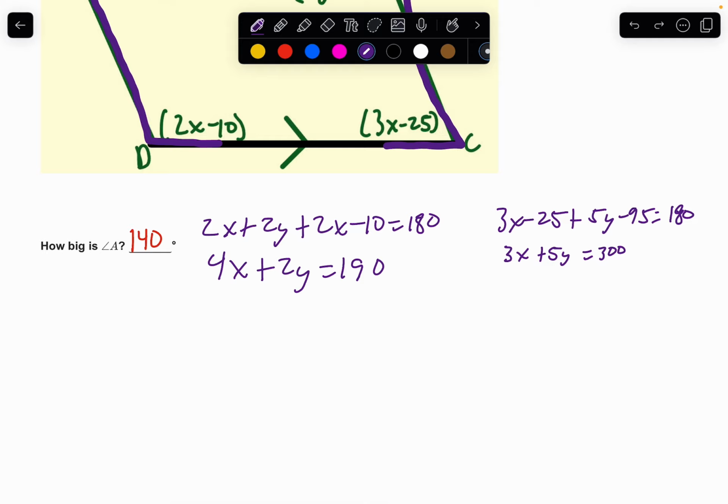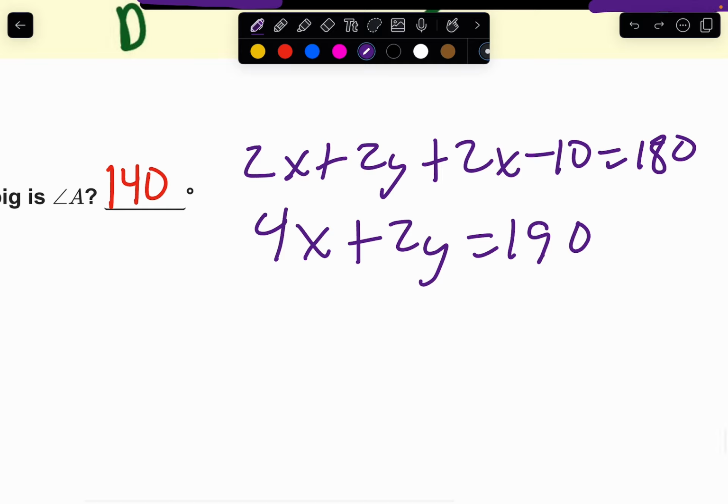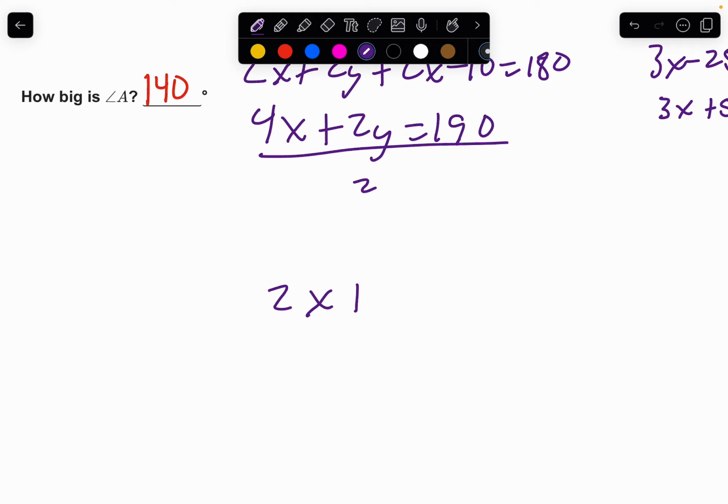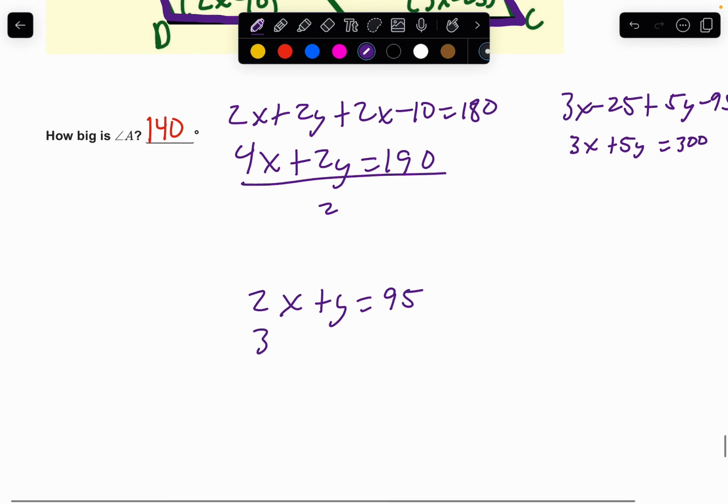We got a couple moves we could do here. All of these are divisible by 2. I'm going to go ahead and do that move. It worked out so nicely last time. That'd be 2x plus y equals 50 plus 45 equals 95. And then the other equation is 3x plus 5y equals 300.